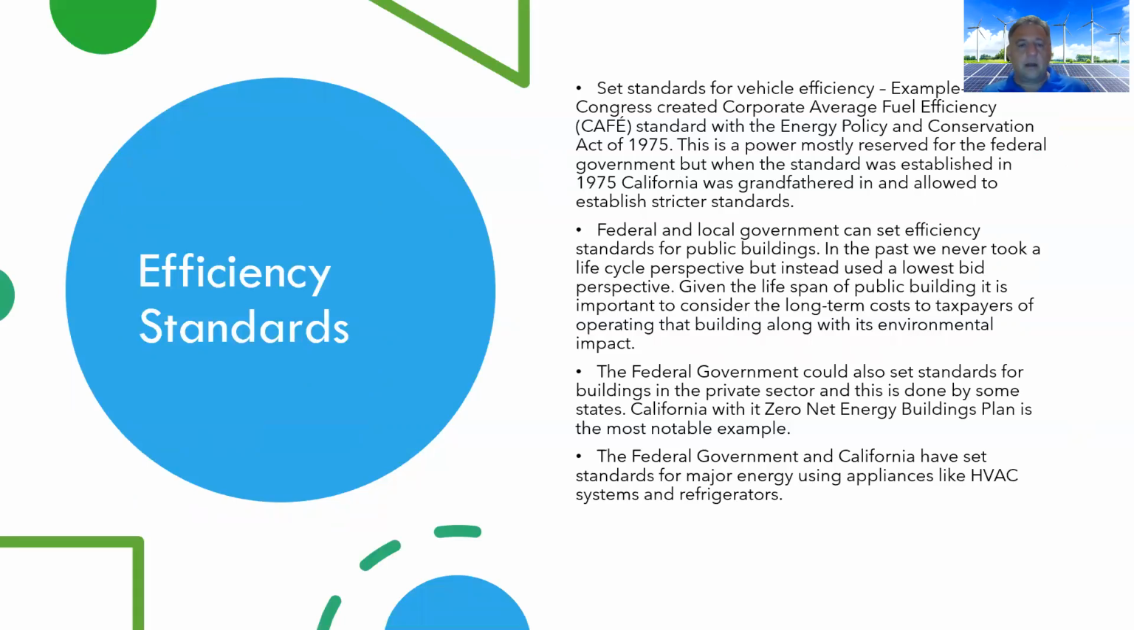Efficiency standards are the final tool that I want to look at from a stick perspective. They set standards for efficiency, for example, cars. Congress created the corporate average fuel efficiency, you'll always hear it referred to as CAFE standards, with the Energy Policy and Conservation Act of 1975. This is a power mostly reserved for the federal government, but when the standard was established in 1975, California, which had already been doing this, was grandfathered in and allowed to establish its own standards as long as they were stricter than the federal standards. And states are allowed to choose between the California or the national standard.